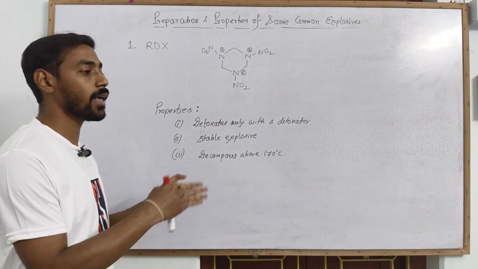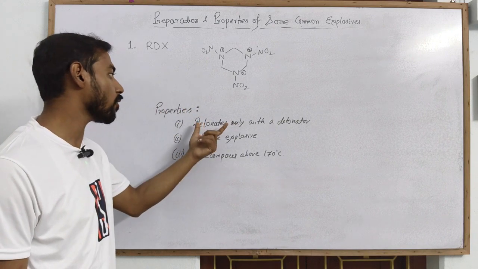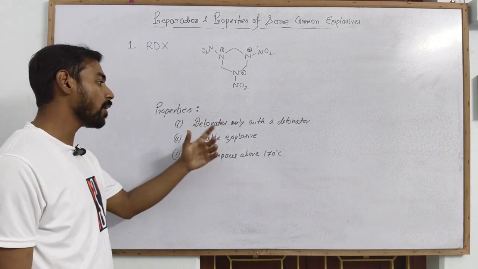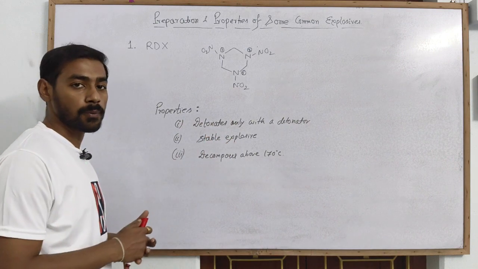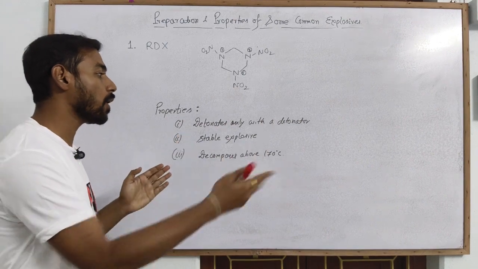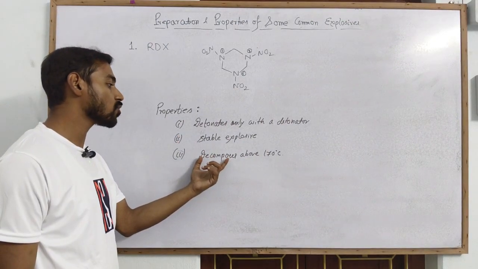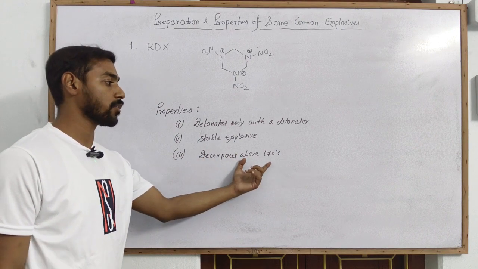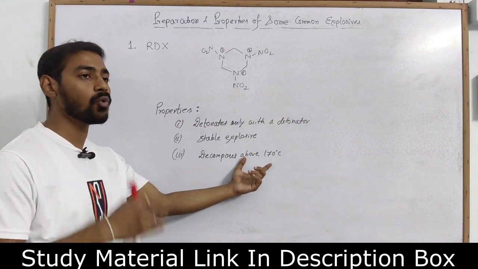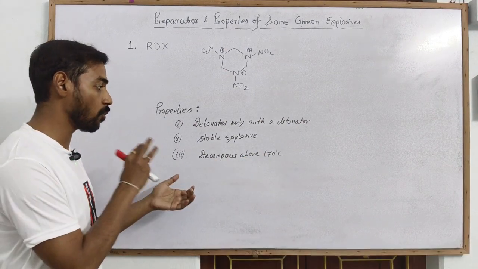It cannot explode without the help of a detonator. It can only explode with the help of a detonator. And it is also stable at room temperature. It is a stable explosive, and it will actually burn rather than explode at room temperature. It will start decomposing above 170 degrees centigrade. Below that temperature, it will not decompose.